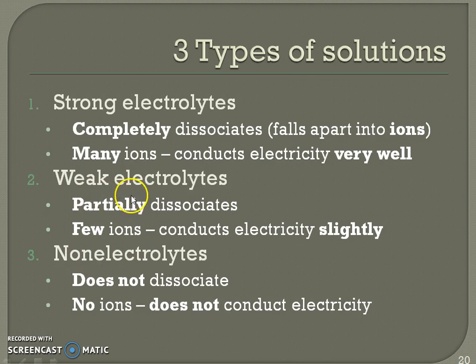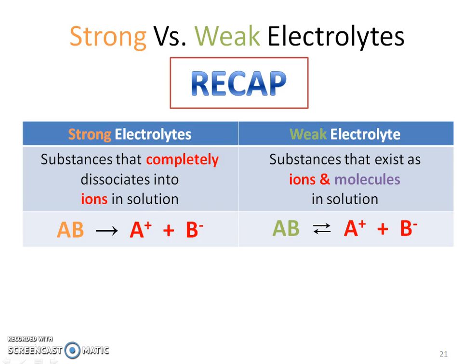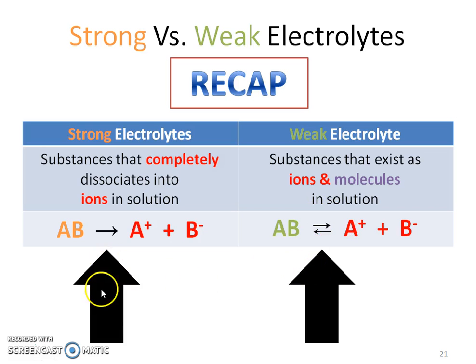Then what are these weak electrolytes? Well, when we get to the acids and bases chapter, you're going to know that there are some acids that are considered strong because they completely dissociate, and some acids are considered weak because they partially dissociate. They break into ions, but some also stay as a molecule. So if we recap, strong electrolytes, you have your AB compound, totally breaks apart. Weak electrolytes break apart into ions, but notice the difference in arrows.